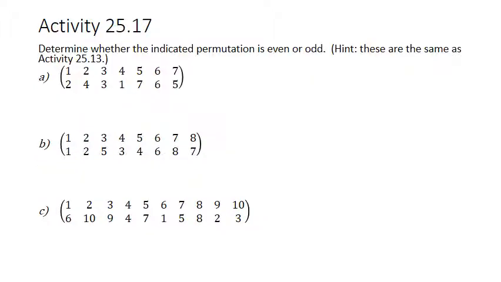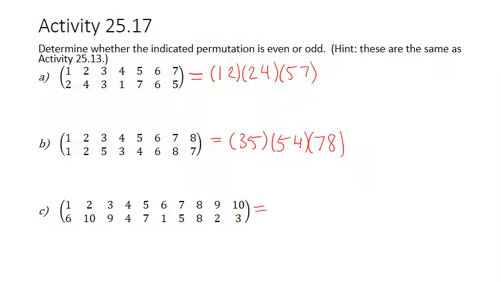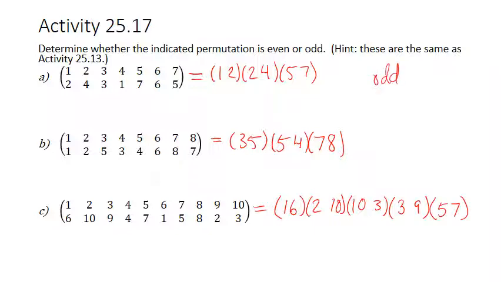Okay, so let's go over these answers. In case you forgot what they were from before, I'm just going to write down what these were as transpositions again. So this was (1 2)(2 4)(5 7). This one was (3 5)(5 4)(7 8). And this one was (1 6)(2 10)(10 3)(3 9)(5 7). So these are all actually odd. Okay, and that's it.